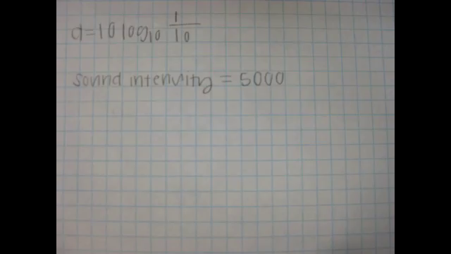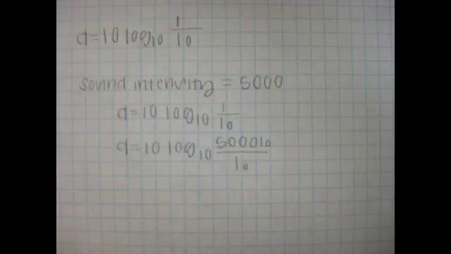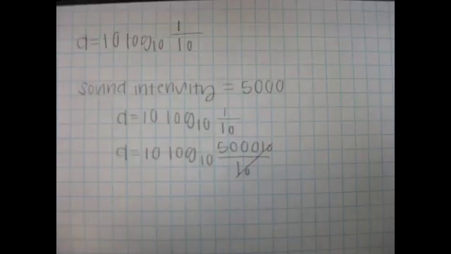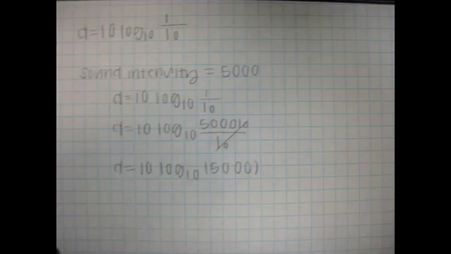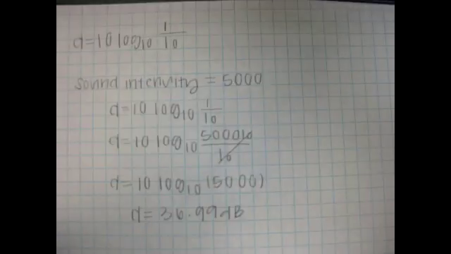So this is the equation for finding decibels when you're given the sound intensity. So the equation is D equals 10 log base 10 of intensity over intensity threshold. So you're given the sound intensity of 5,000. So you plug in 5,000 for the intensity. And in intensity and intensity threshold, the units cancel out. So when you plug it into your calculator, it is 10 log 5,000, and then you get 36.99 decibels.